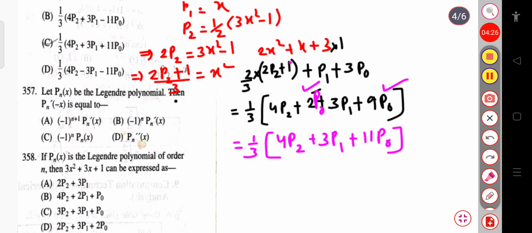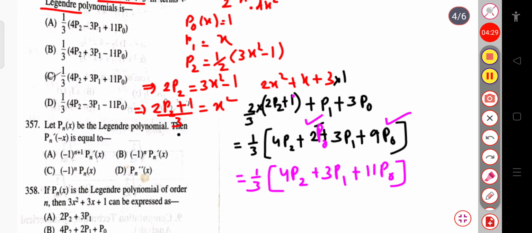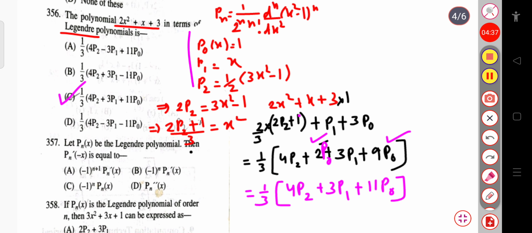You can check from the options. This will be 1 by 3 into (4P2 plus 3P1 plus 11P0). So this is our correct answer. You simply have to remember the values of P0 of x, P1 of x as well as P2 of x.